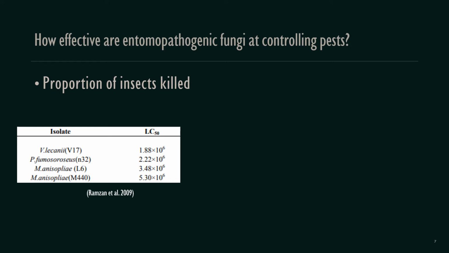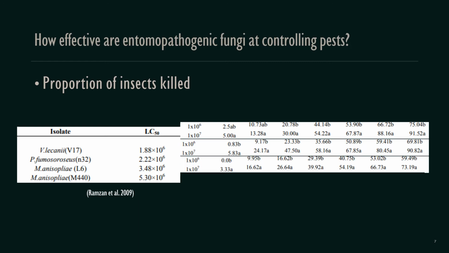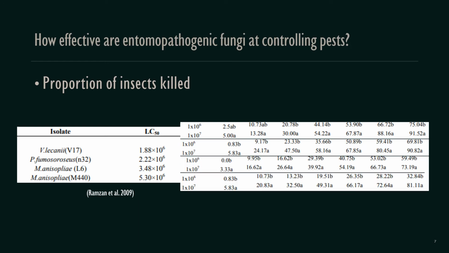They did 2 tests, one to find the most effective concentration of conidia per milliliter, and one to measure the mortality rates of different concentrations over a 7-day period. It was found that V. leishmanii was the most virulent, the optimal concentration being 1.88 times 10 to the 6 conidia per milliliter. Looking at the mortality rates for this concentration, between 75 and 91.52% of the aphids should have been killed.